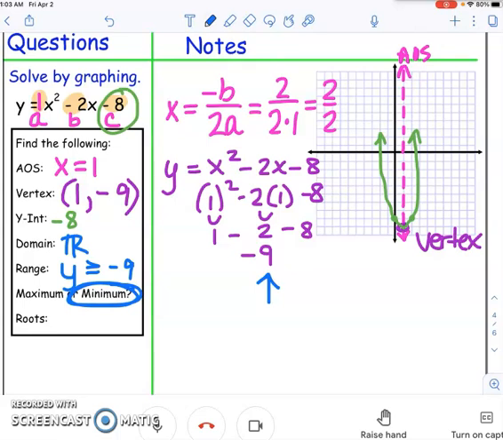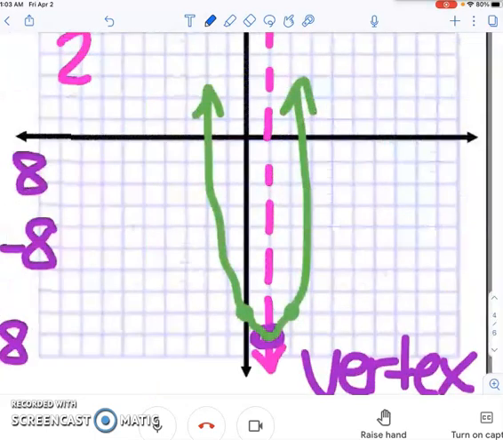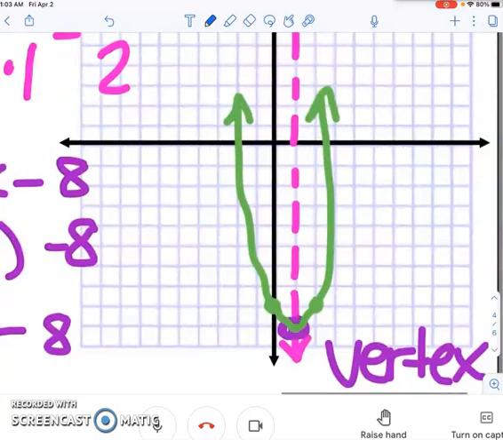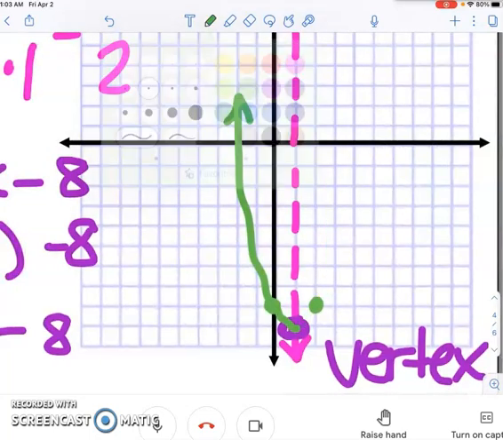Okay, so now we need our roots. So looking at my graph, where does it look like it crosses? Maybe I need to kind of fix this side of my graph.